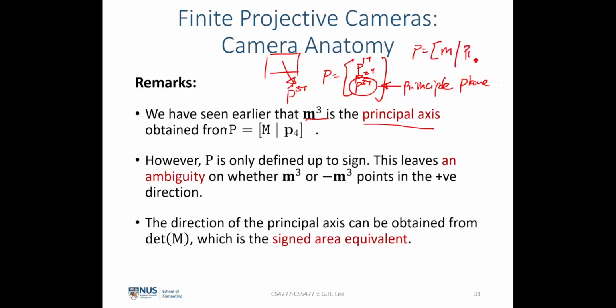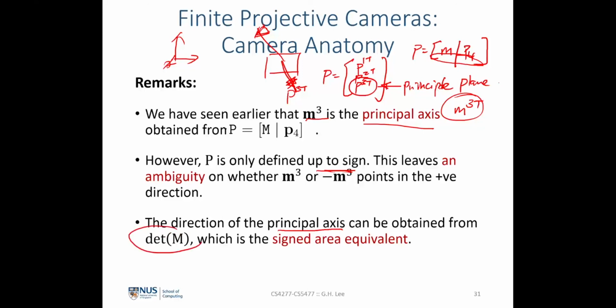into M and P4, the first three elements of the last row are actually given by the last row of the M matrix, which we denote by M3 transpose, which means that M3 transpose is the principal axis that we have seen earlier on. However, we must also note that this vector M3 transpose is only defined up to a certain sign. With respect to a world frame, we do not know whether this is pointing in this direction or the other direction.